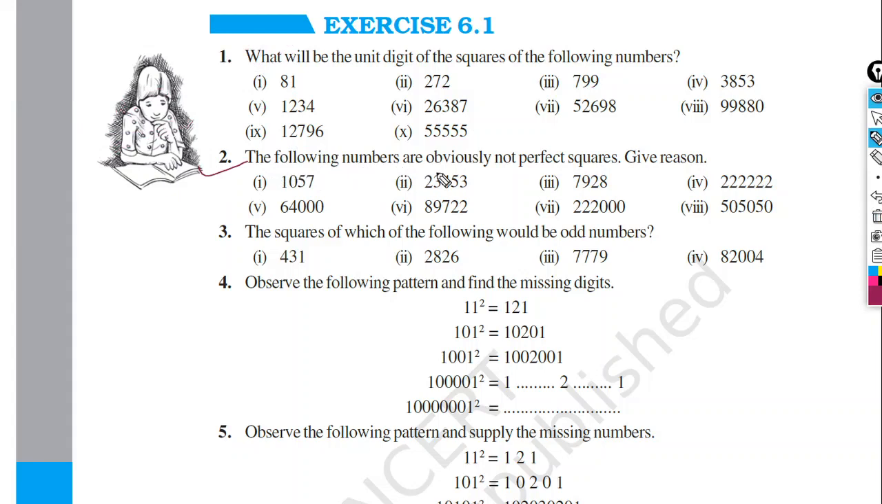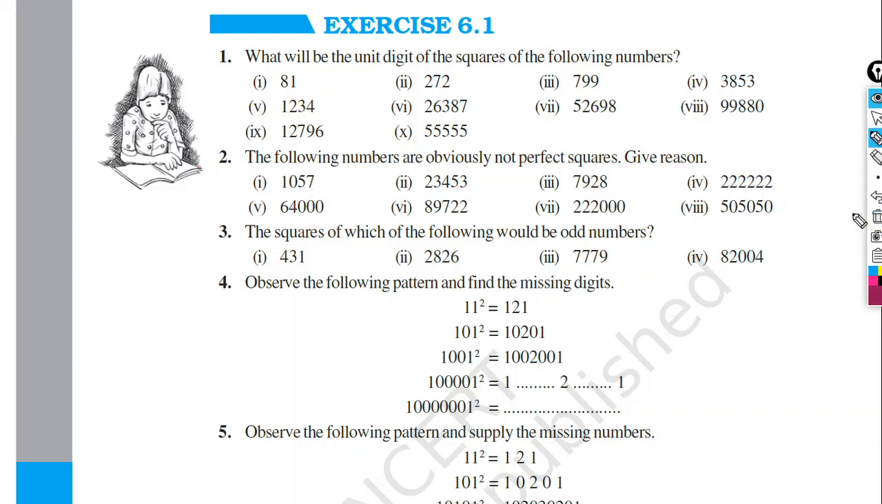Now we'll move to question number 2. The following numbers are obviously not perfect squares. Give reason. You look at the numbers. Here the unit place is 7. Here there are 3 zeros. Here the unit place is 8, and again 3 zeros. Here only 1 zero.